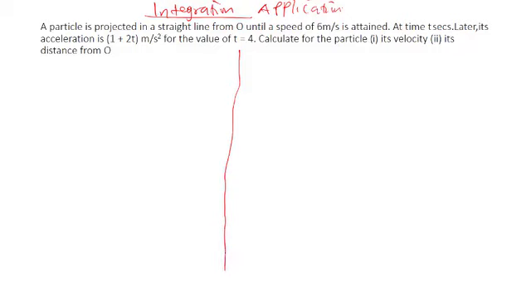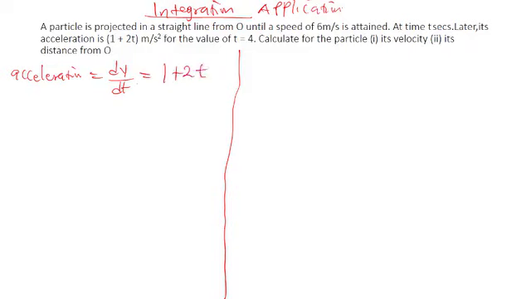Now, this question says, we start picking our terms gradually. The question says a particle is projected in a straight line from O until a speed of 6 meters is attained. At time t seconds later, its acceleration is this. So remember, acceleration is equal to change in velocity over change in time. So dv/dt is 1 plus 2t. That's what was given to us.